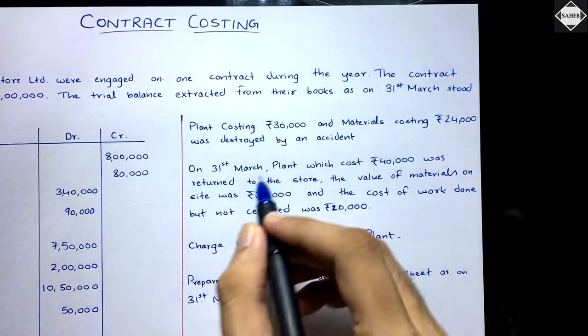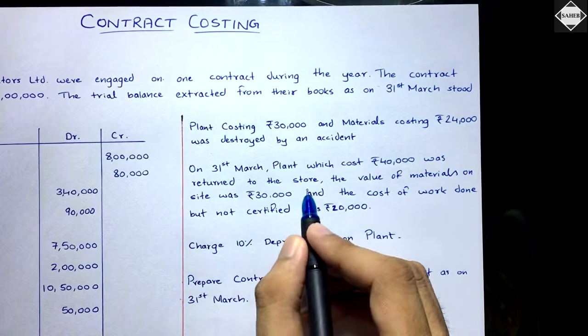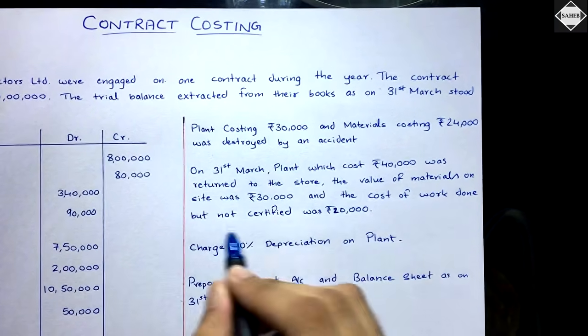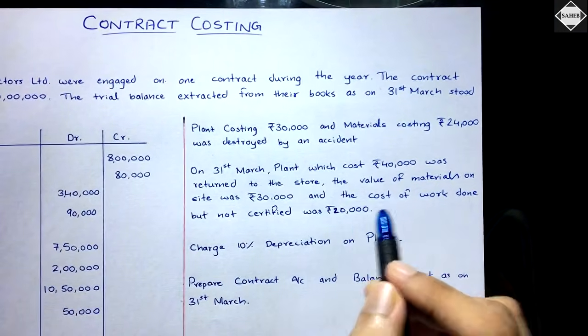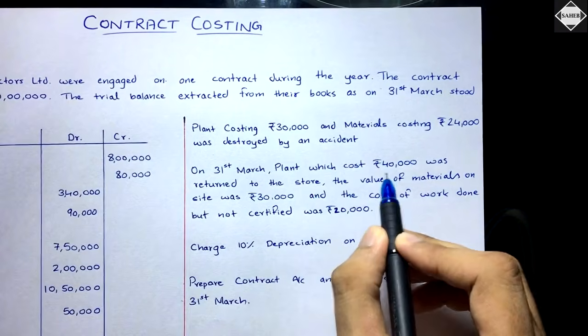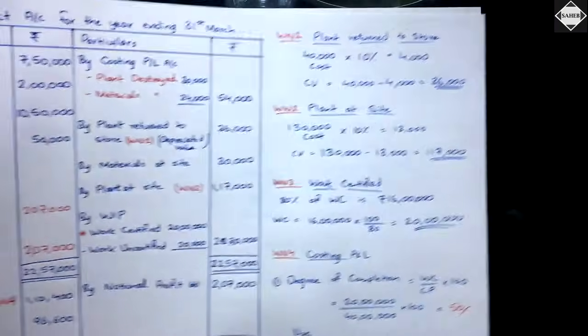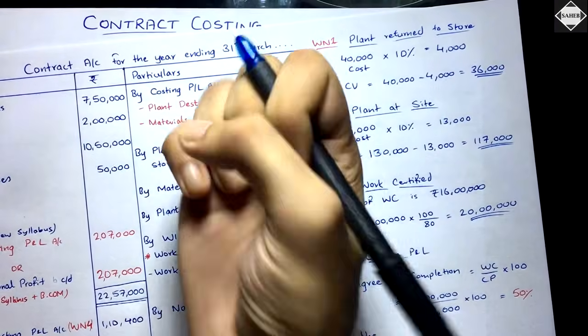Then they are saying on 31st March, plant which cost rupees 40,000 was returned to the store. The value of the materials on site was 30,000 and the cost of the work done but not certified was 20,000. So here they have given us the closing balances. Plant which cost 40,000 was returned to the store. Whatever comes out of the contract is coming out at the end of the year.